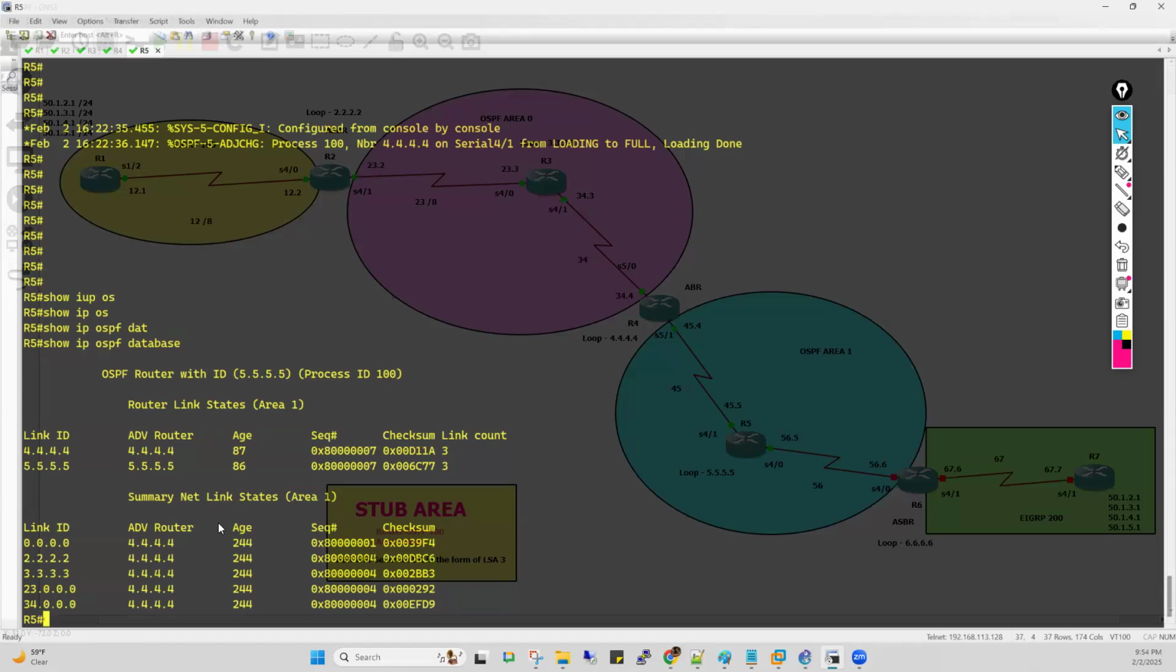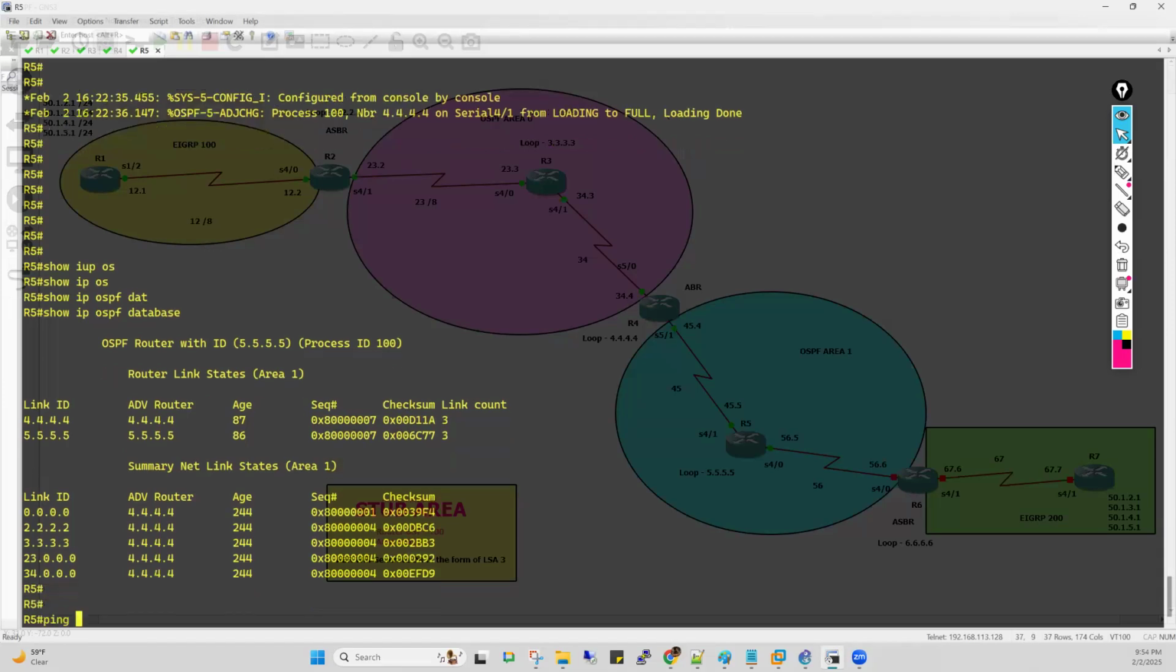It means it will block 5 and 4. Yes, it will block LSA number 5 and LSA number 4. So please remember, in which area, guys? Stub area. LSA number 5 and LSA number 4 are both filtered out. But we are on R5.